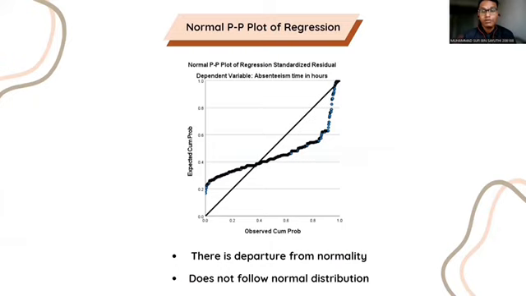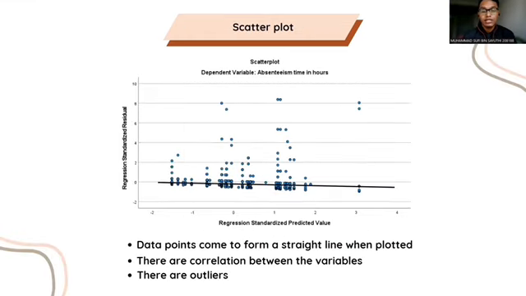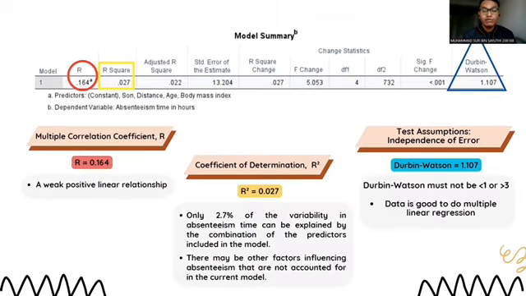However, for the normal PP plot of regression, there is a departure from normality. You can see that there's a curve and the data points are not close to the straight line, so it does not follow normal distribution. And the third is the scatter plot. The data points form a straight line when plotted. So it shows that there is some correlation between the variables, and there are also some outliers in the scatter plot. And let's move to the data analysis.